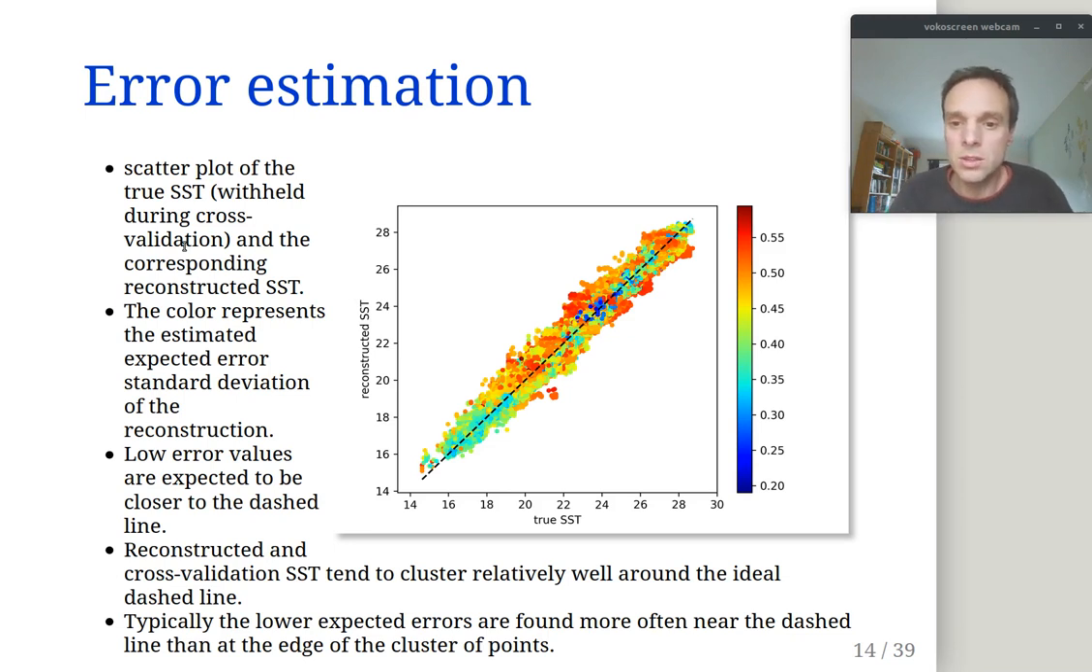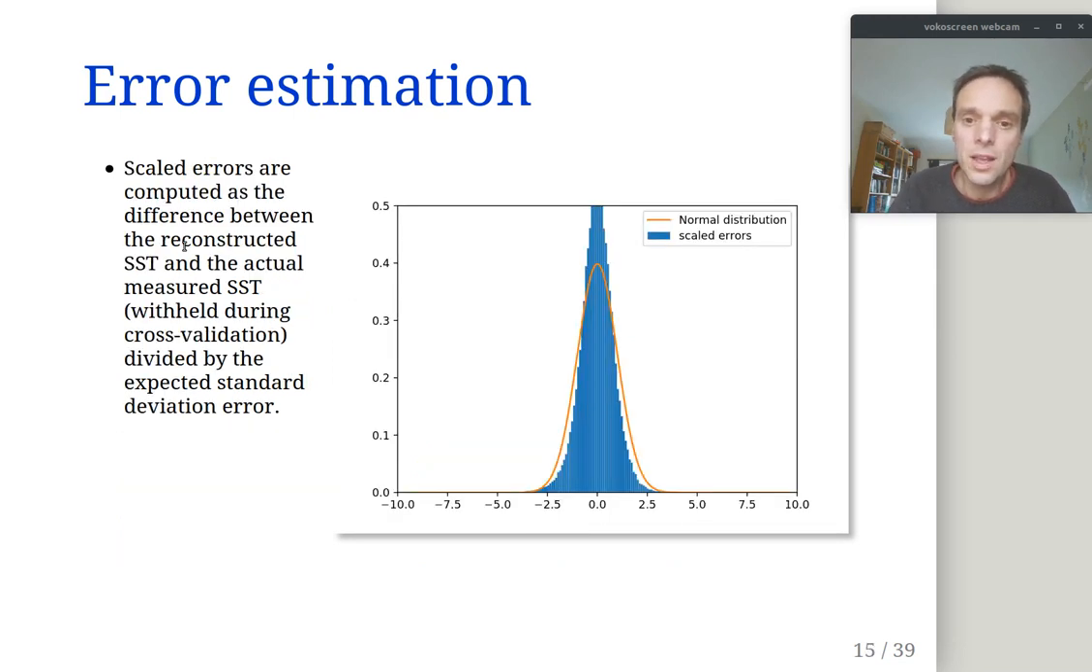And the error is here coded in color. So typically we see indeed that if the reconstructed temperature is different from the true SST, we also tend to have larger expected errors. And if you compute what is sometimes called a scaled error, so the difference between the predicted temperature and the measured temperature by the satellite divided by the predicted error, ideally we want to have something which follows a normalized Gaussian. And that's what is shown here.